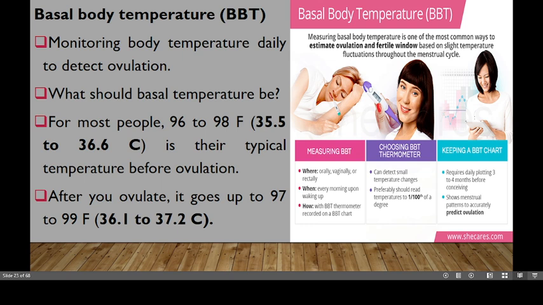Basal body temperature, where you are monitoring body temperature daily to detect ovulation, right? So what should the basal temperature be? Of course, for most patients, you find that the basal temperature is usually 96 to 98 degrees Fahrenheit, all right? This is typically before ovulation, but after ovulation, it goes up to 97 to 99 degrees Fahrenheit. So there is an increase of 1 degree Fahrenheit for patients who are ovulating.